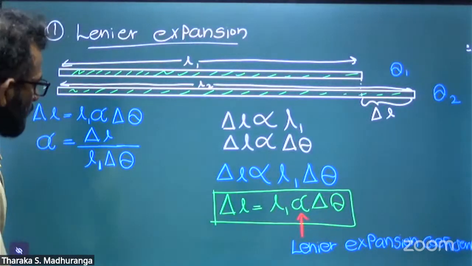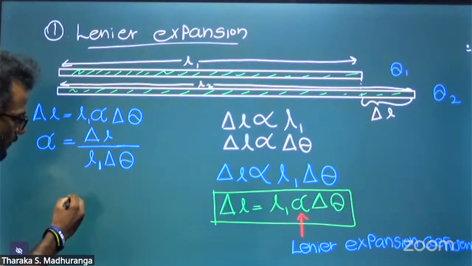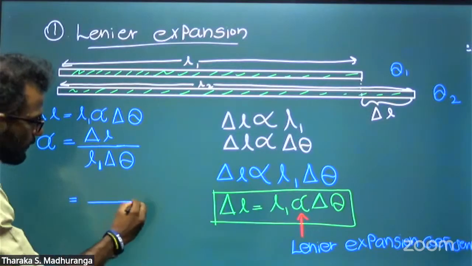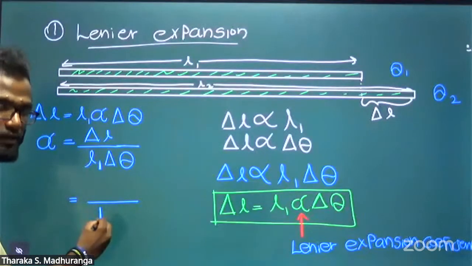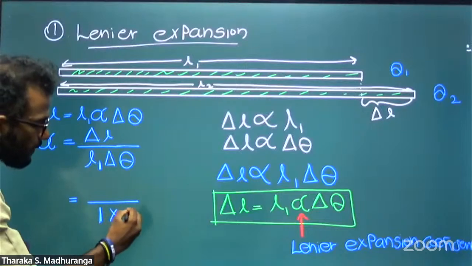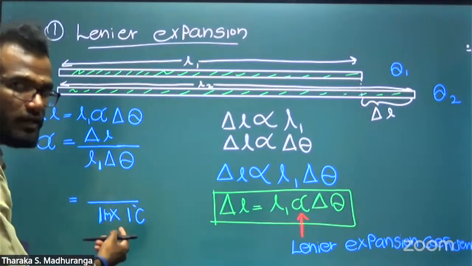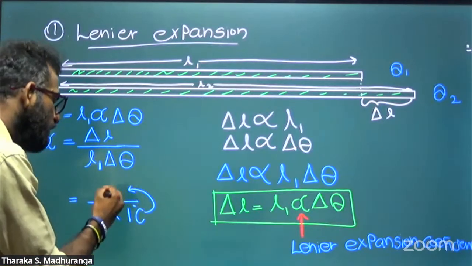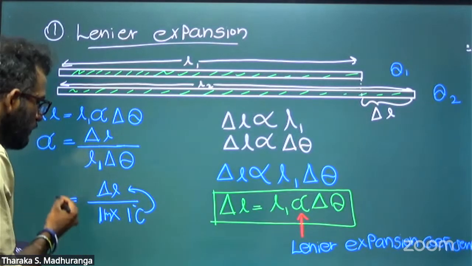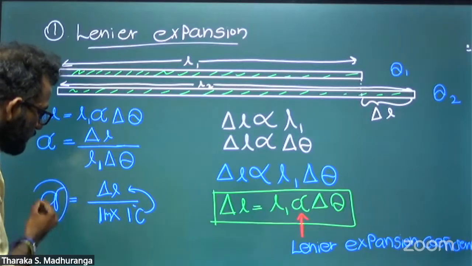Again, unit length, when increasing the temperature by 1 degree. For 1 meter increasing the temperature by 1 degree, the amount of length increase, delta L, we call alpha. Understood?